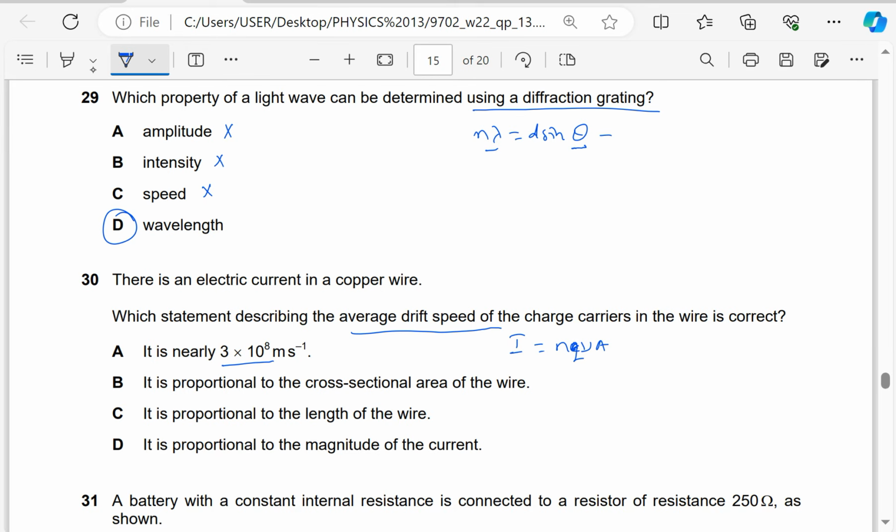This may not be true. The electric field is the one which moves through the field at a very high speed. It is proportional to the cross-sectional area. v is inversely proportional. It is proportional to the length of the wire. We don't see vL here, so this is not correct. It is proportional to the magnitude of the current. I think we see that I is directly proportional to v. I think the most appropriate answer is going to be D. I is directly proportional to v.